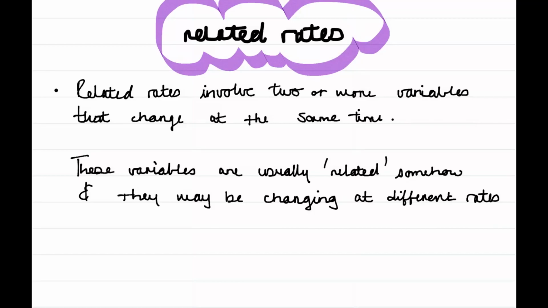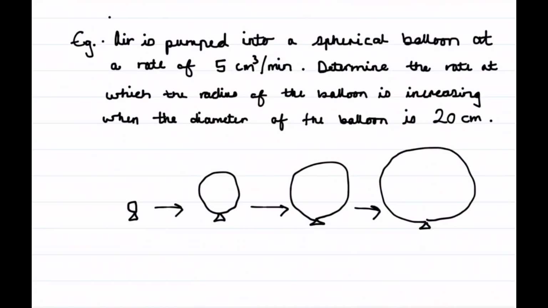So here we'll be looking at related rates, and related rates involve two or more variables that change at the same time. These variables are usually related somehow, and this is usually through some function. They may be changing at different rates though, so we need to relate how these rates change. So let's start off looking at an example.